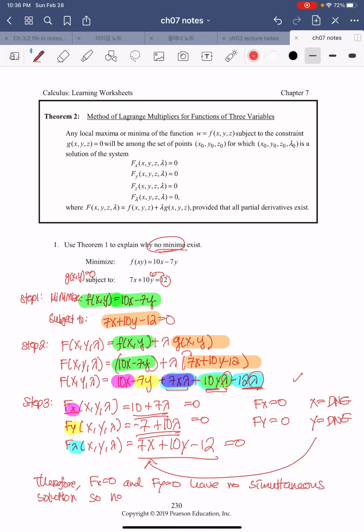So no minima exist. Okay, and that's it. So first case is no minima. Second and third case, one of them I'm going to show you there is a minima, and the other one we have a maxima. So you have 3 different varieties.